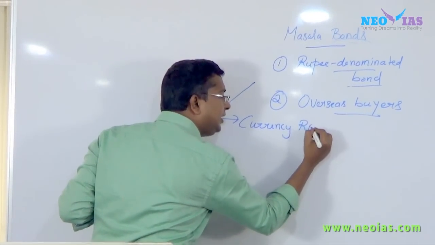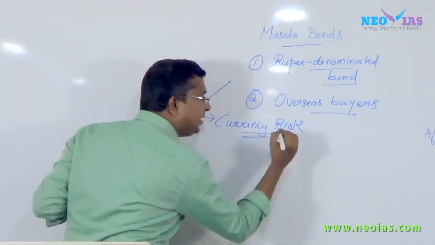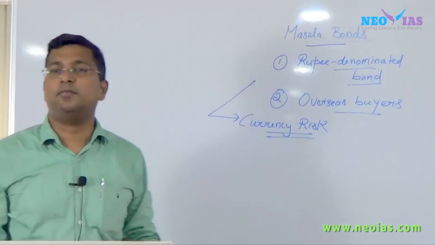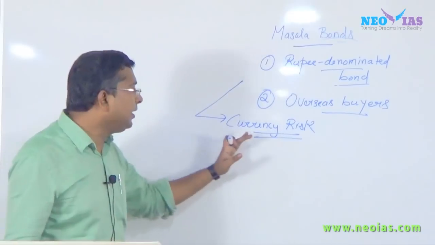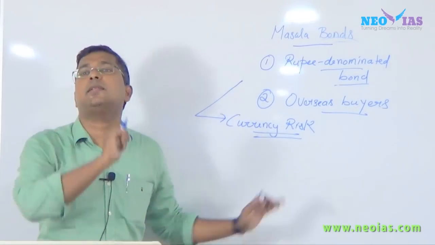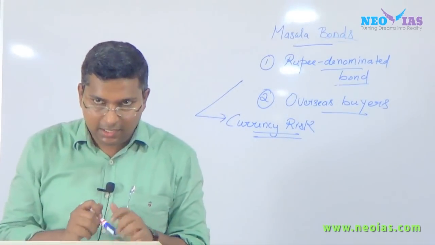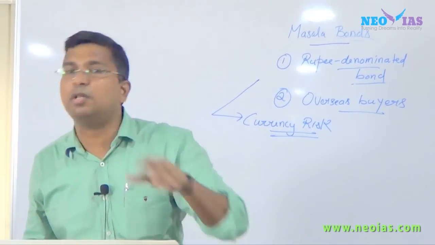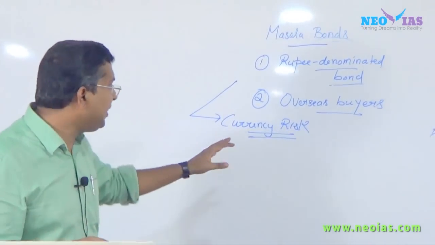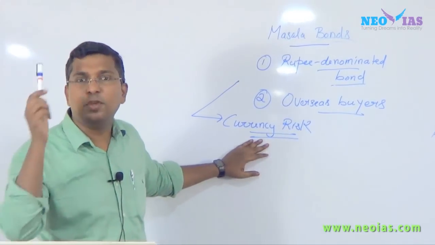We'll be discussing this currency risk in detail when I discuss the module on the external sector. When we discuss convertibility, I'm not going into that part. Coming back to currency risk, what is this currency risk all about? Try to understand: currency risk arises in relation to convertibility. I'll explain this concept by giving you an example.